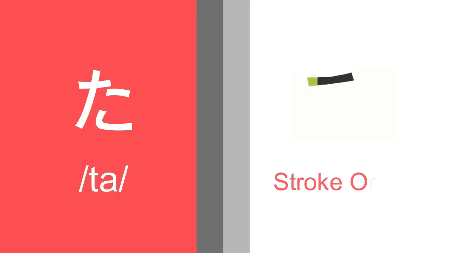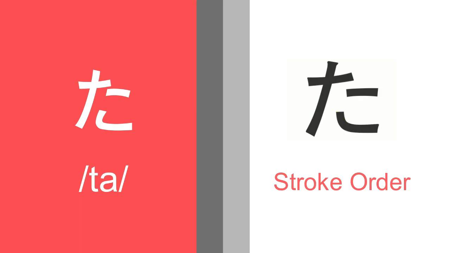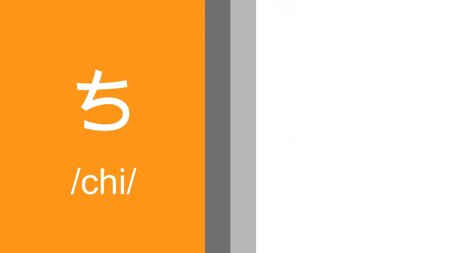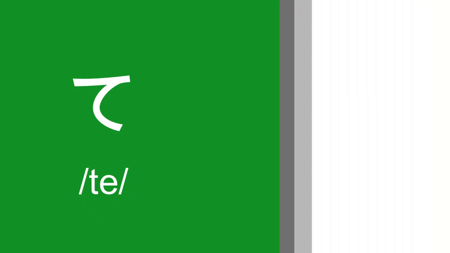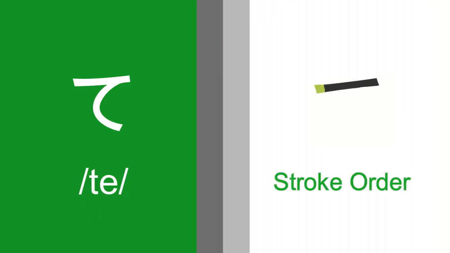Alright, so now we are going to learn the T category. Ta, chi, tsu, te, to.